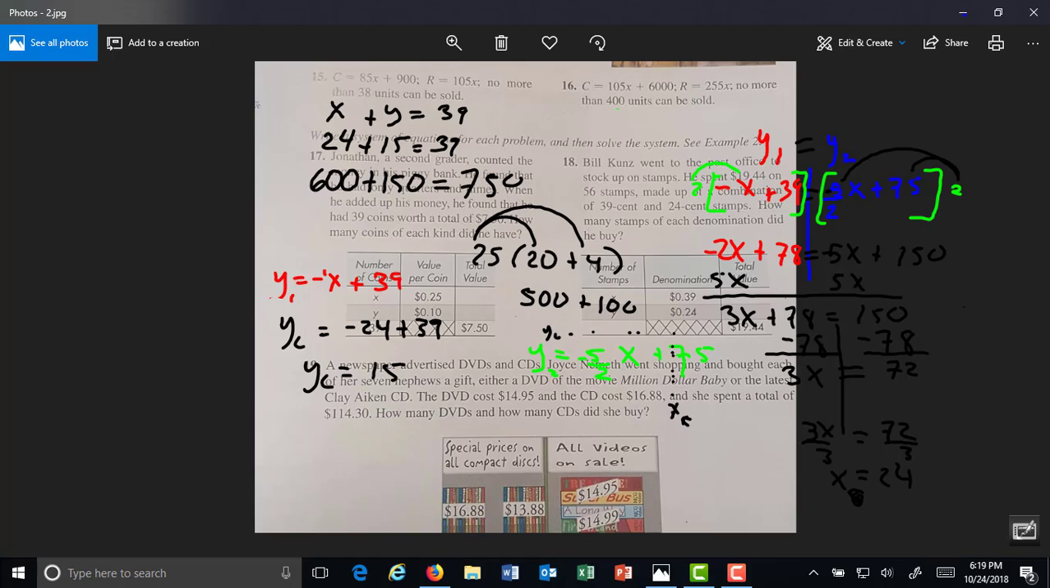When I put it in, I had 25 times X plus 10 cents times Y equals 750. So all I did is plug in X, which is 24, and plug in Y, which was 15. That's how I got the 600. For Y I plugged in 15. That's how I got the 150.